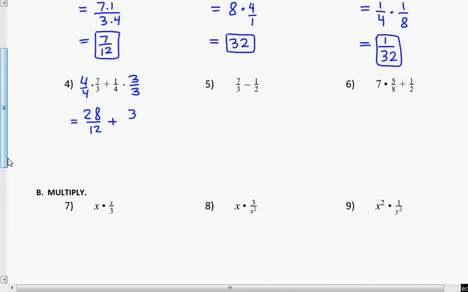plus 3/12. And so now when I add these two fractions, I add the numerators and get 31 over their common denominator, 12. And you can just leave that as an improper fraction.